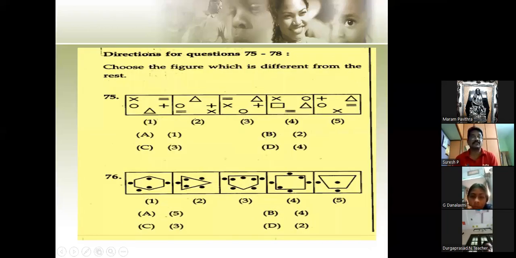Okay, now come to the next one. This is a direction of questions: which is different from the rest. Here 5 diagrams are given. You have to identify which is different from these two. Here also.